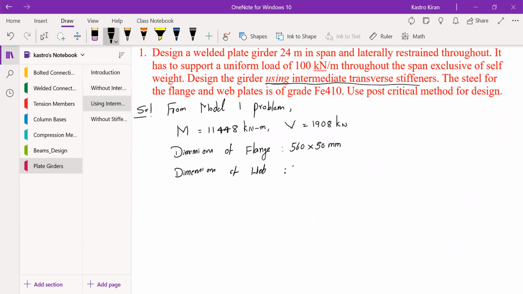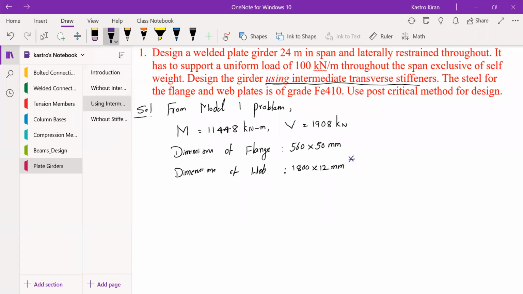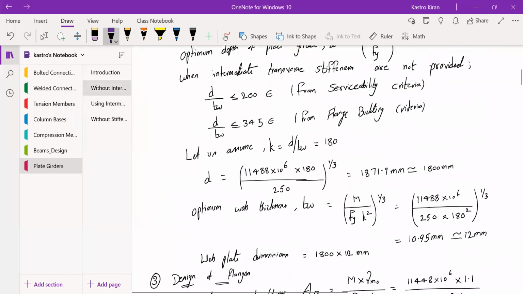So the dimensions of the web are 1800 divided by 12 mm. I'll highlight this particular portion because this is not the exact value which you have to consider while you are using the intermediate transverse stiffener. I'll talk about why we are not using the same web dimensions in this problem. To understand why there is a need to change the dimensions of the web when you are using intermediate transverse stiffeners, you need to understand a few concepts which we have discussed in the first model problem.